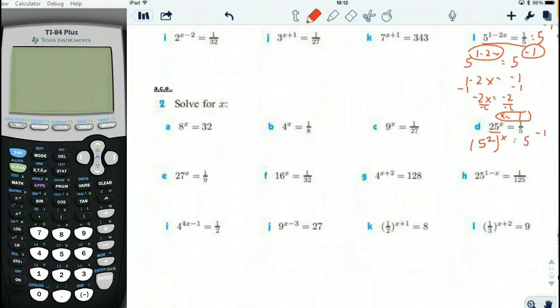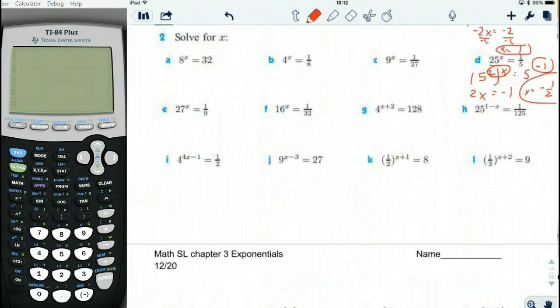Okay? And we know that if you have an exponent to an exponent, you can multiply those two together. So this is actually 5 to the 2x. So actually 2x is equal to -1. So in this case, x is equal to -1/2.